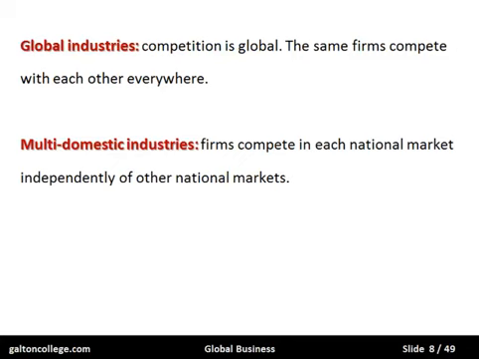Multi-domestic industries, well, firms compete in each national market independently of other national markets. So multi-domestic means the firms compete within, let's say, the home market, whatever that is. They compete with each other, and that's independent of what they do in other markets, perhaps overseas. So it's multi-domestic. There are many companies in the domestic market that are competing and trying to survive.